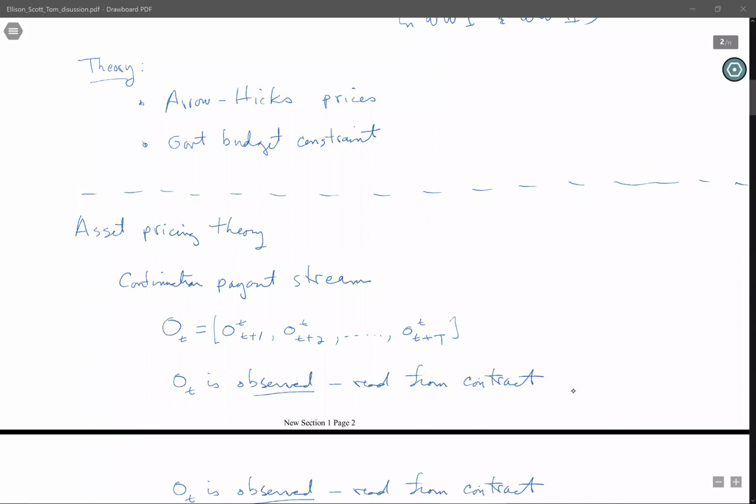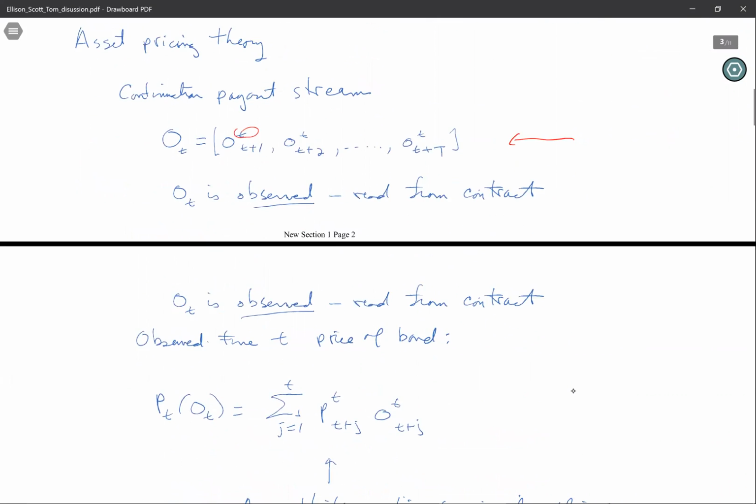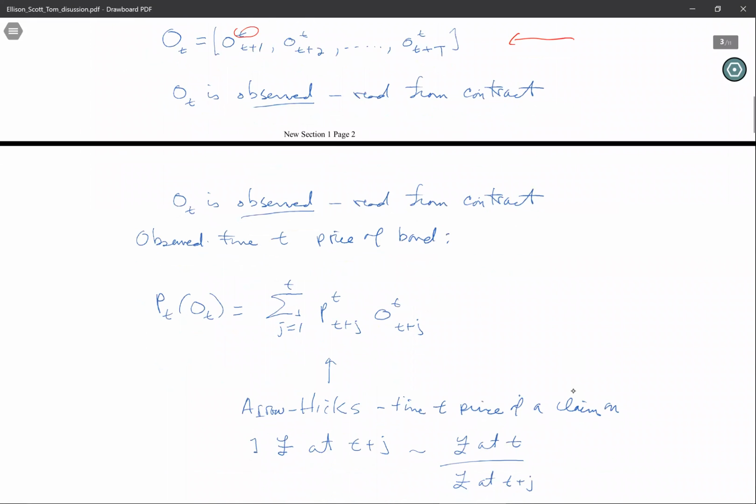So here we are with a particular bond. We have a payoff stream. The superscript denotes the now, and the subscripts denote prospective payoffs. So I'm calling that a continuation payoff stream. And for each bond, o^t is observed. They can read it from the contract. And what they also observe is the price of that bond at date t.